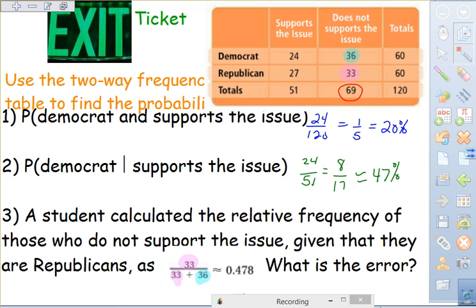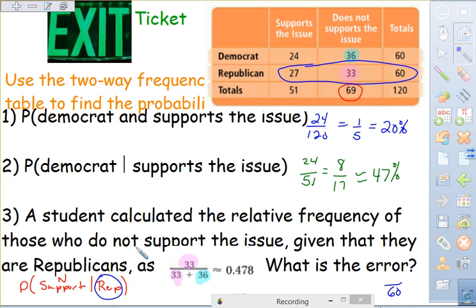So let's look at notation. Here's what we're looking at. What is the probability that they do not support the issue, given that they are Republicans? I believe that is telling us the denominator has got to be out of all the Republicans. So I think we need to start with a denominator of 60, and then who does not support the issue, that would be 33. So I believe their numerator is correct, but their denominator is not. They chose out of all of those who do not support the issue when they should have done out of all the Republicans. This concludes our lesson.